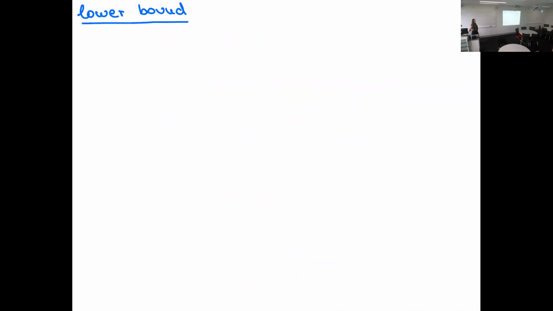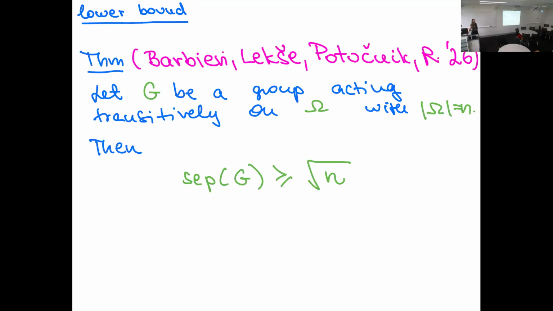Now, we can also think about a lower bound, and the lower bound is a bit more satisfying here, because with my collaborators Marco Barbieri, Marusa Lekse, and Primoz Potocnik, we showed that if G is a group acting transitively on omega, where the size of omega is n, then the separability number is at least the square root of n. Sometimes I will just refer to the four of us as BLPR, so I don't need to write down everything. If that appears later, that is just us.